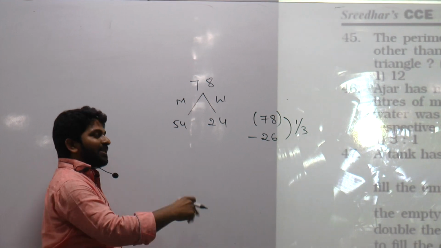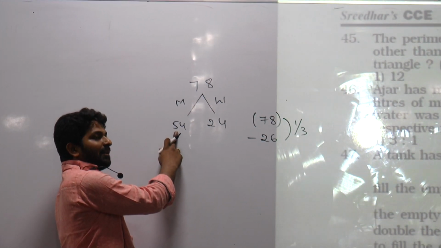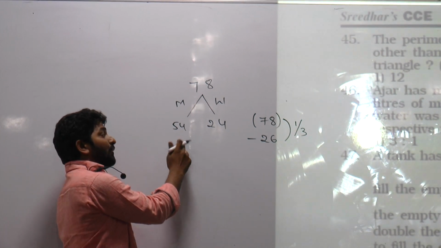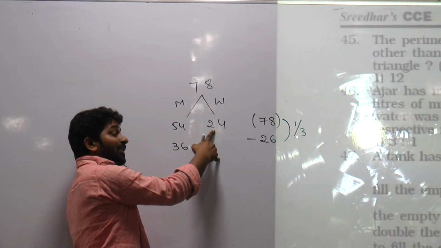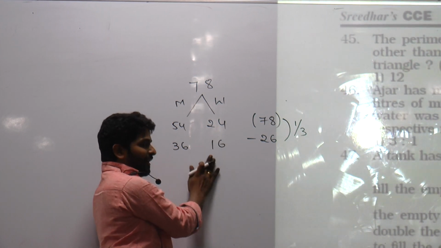Okay? If 1/3 is taken out, remaining will be 2/3. What is 1/3 of this number? 18. Remaining will be 2/3: 18 to 36. 1/3 of this number is 8, and 2/3 is 16. Now this is the quantity left with us.